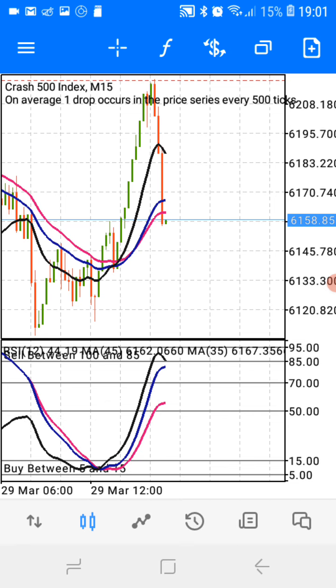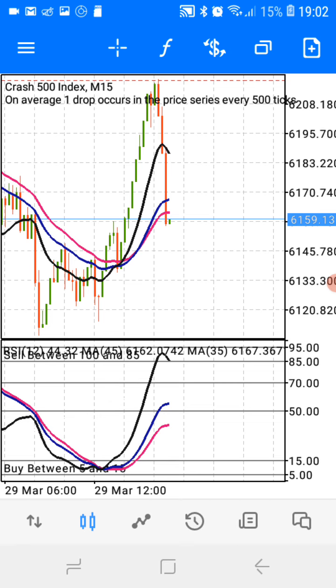So with Crash 500, you always have to catch the spikes. Of course, you can trade the other way, but it's very risky. We all know that. But if you have a strong strategy, you can buy Crash 500. Of course, catching spikes is so professional, when you understand what I'm saying. Okay, so let's get into it.